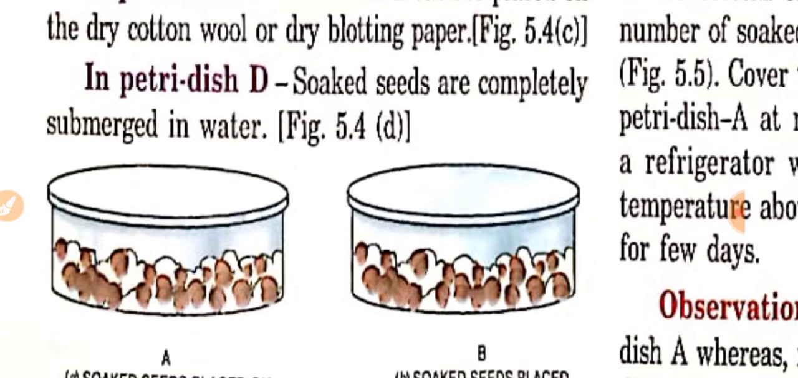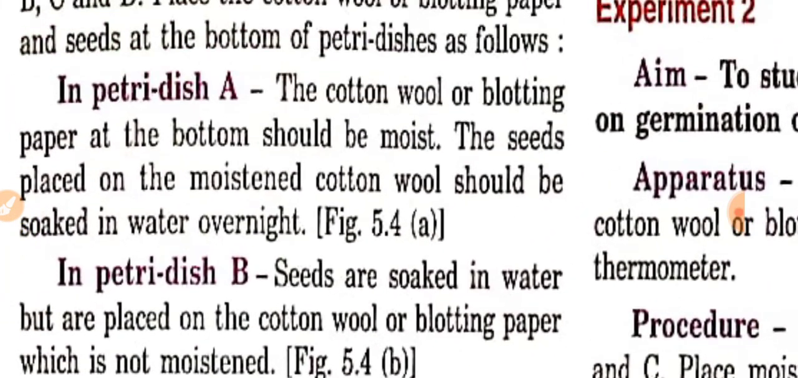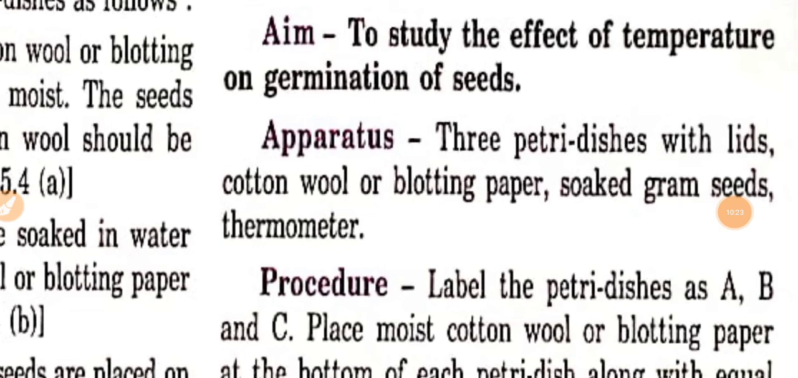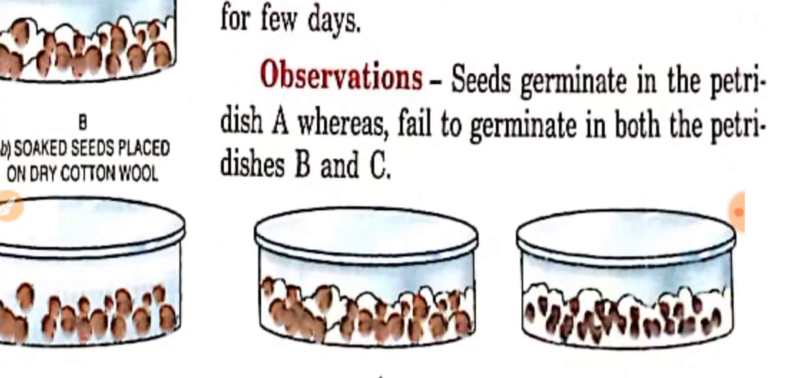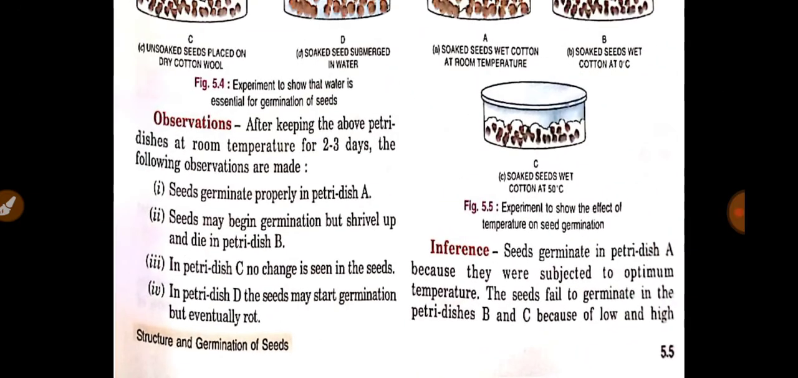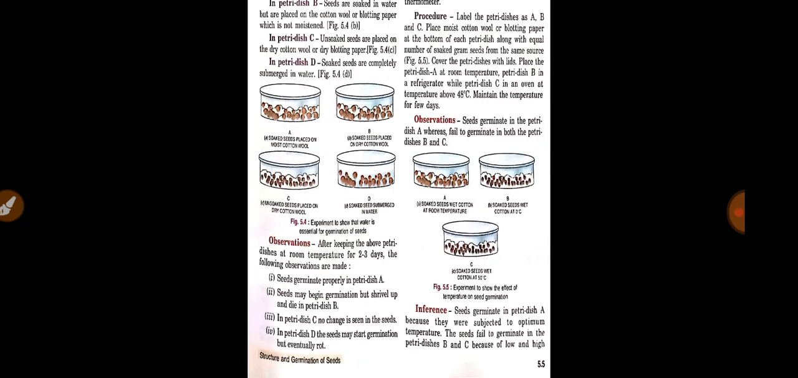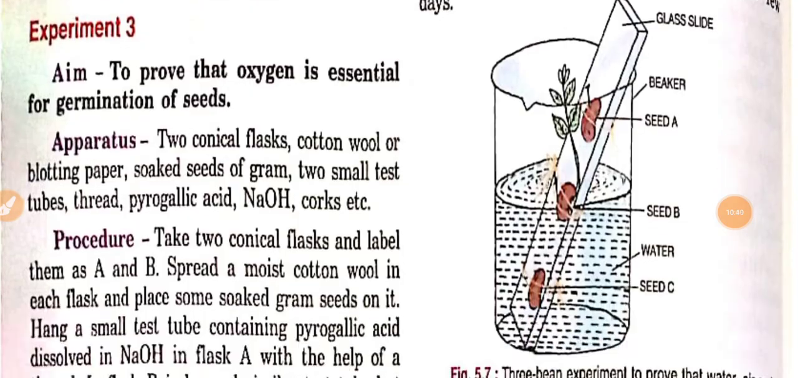You can also do this experiment. Now you can read experiment 2, the effect of temperature on germination of seeds. Or we can discuss it in the next class also. If you read this, it is very good, because these are all three experiments to prove that oxygen is essential.